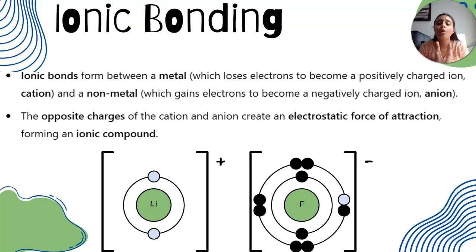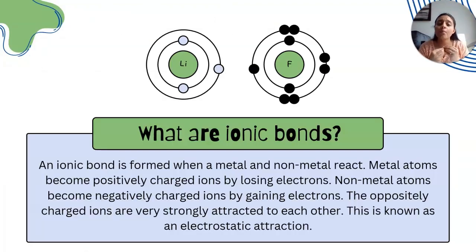So whenever these positive and negative charged ions, that is metals and non-metals, react together, they form ionic bonding. So what are ionic bonds? An ionic bond is formed when a metal and non-metal react. Metal atoms become positively charged ions by losing electrons and non-metal atoms become negatively charged ions by gaining electrons. So these oppositely charged ions have a very strong force of attraction. This is known as electrostatic force of attraction, which we have already discussed in the metallic bonds as well, right?